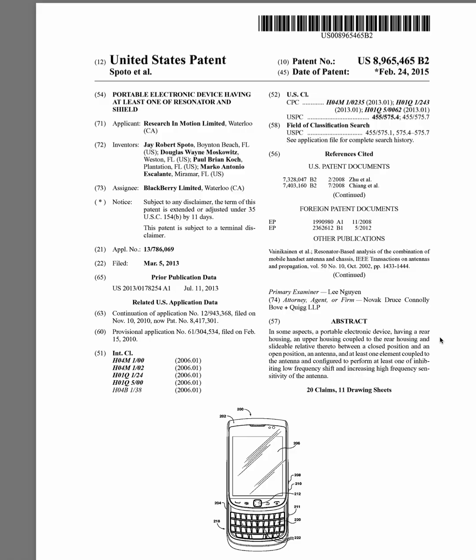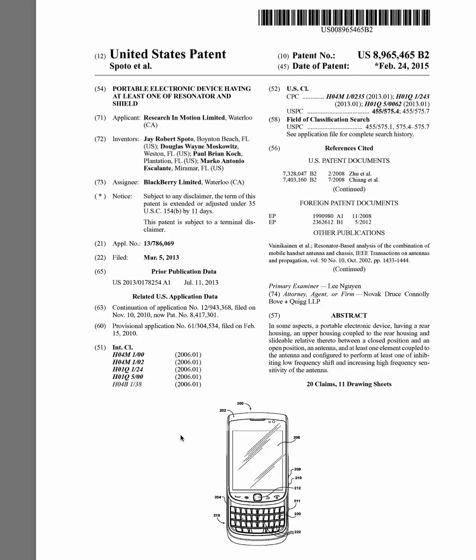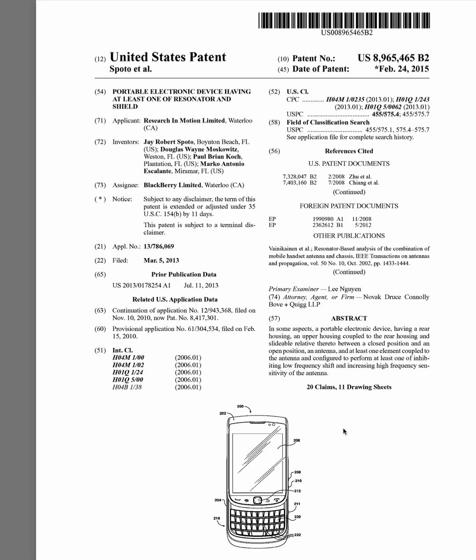This is talking about a portable electronic device, having a rear housing. And then it has an image. This looks like a BlackBerry phone to me. So this looks like it is describing a device. This is a utility patent as opposed to a design patent or a plant patent. And so this is explaining what the device is. And then we see here that it has 20 claims.